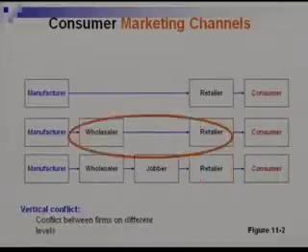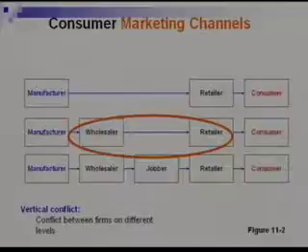You can also have vertical conflict between firms on different levels. So maybe a wholesaler and the retailer are not working together. They're at odds in terms of pricing or in terms of promoting the product. They're not sort of working in a cohesive fashion. Perhaps the retailer wants the wholesaler to stock more inventory, and the wholesaler wants the retailer to take more inventory, so they don't have to carry as much stock. So you get those types of conflicts.